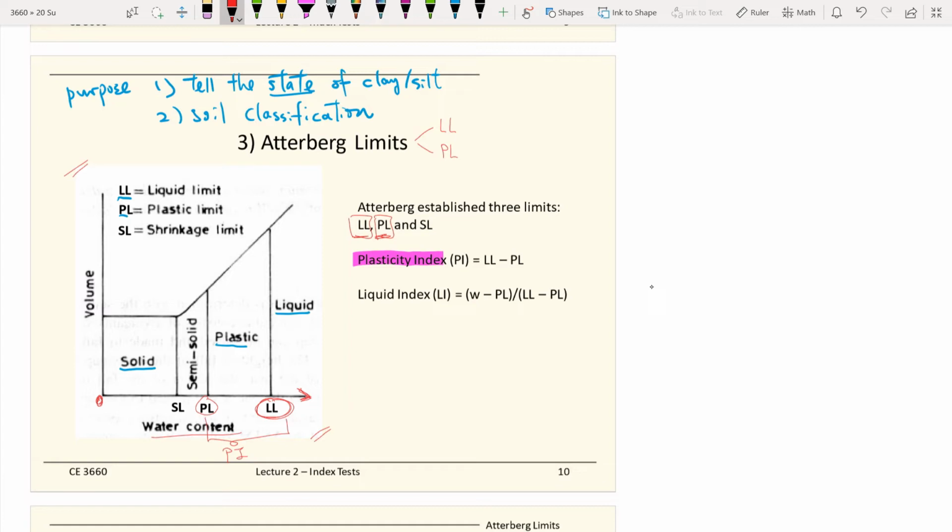Also, there's another terminology called the liquidity index, and the formula is the water content minus the plastic limit, divided by the liquid limit minus the plastic limit. Again, the liquidity index will give you an idea of how liquid the soil can be. So this is the water content.